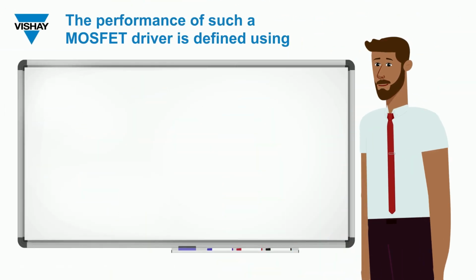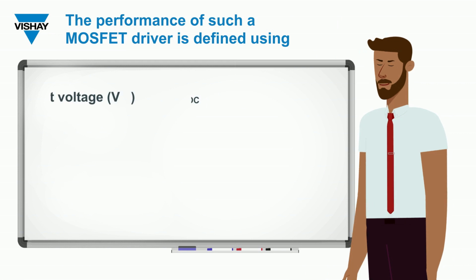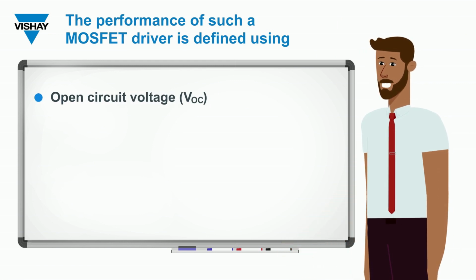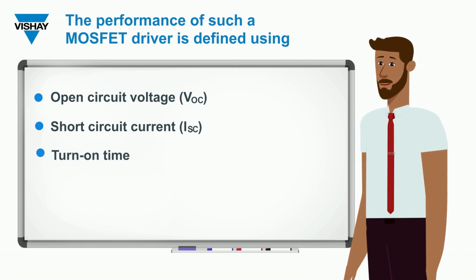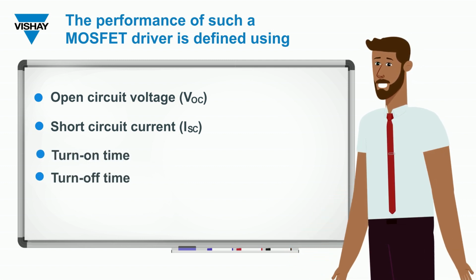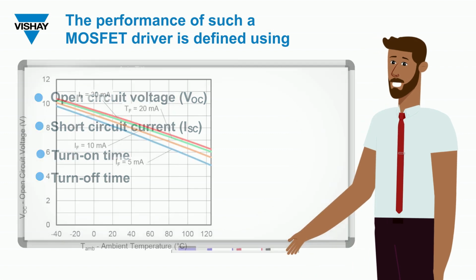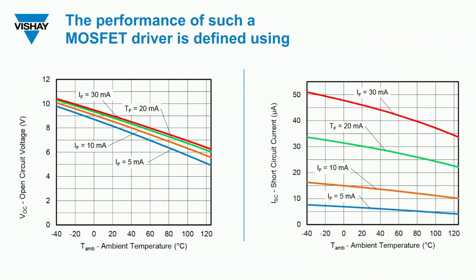The performance of such a MOSFET driver is defined using open circuit voltage VOC, short circuit current ISC, turn on time and the turn off time. VOC and ISC are dependent on ambient temperature as well as LED's forward current. Figure 1 and Figure 2 show the VOC and ISC as a function of temperature and LED currents.